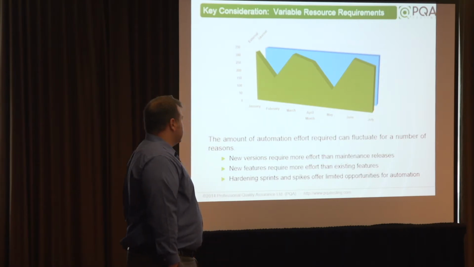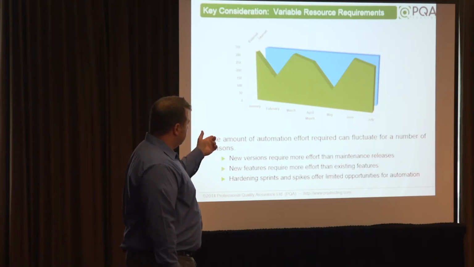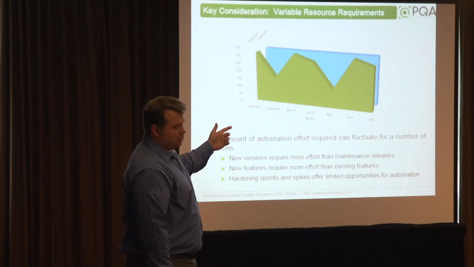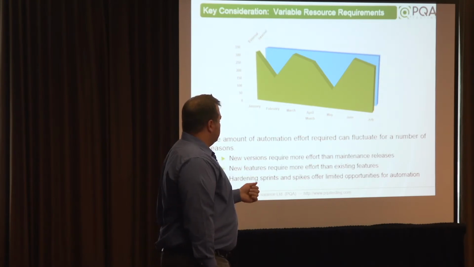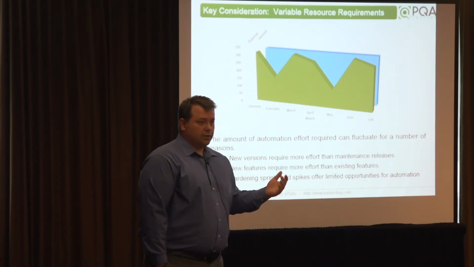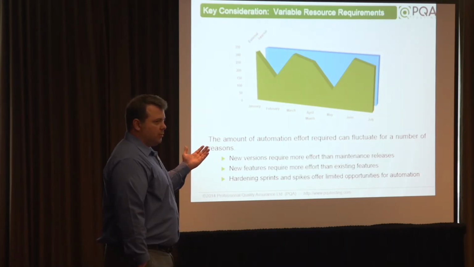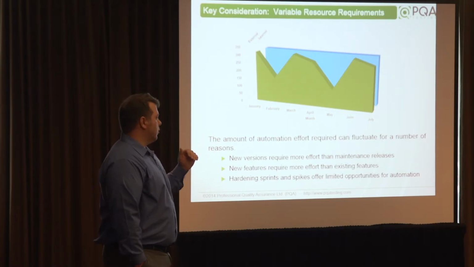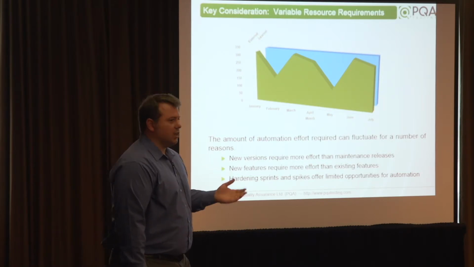So key consideration here is the variable resource requirements. The green on the graph indicates the actual requirements fulfilled by an external automation team. So you're ramping up and down resources as they're needed. The blue is what would be required for an internal team to do the same. So there may not always be enough automation work for that team if you have to staff it for the peak automation requirements. And you can get automation resources to do all kinds of other things, but that's not necessarily a best practice.